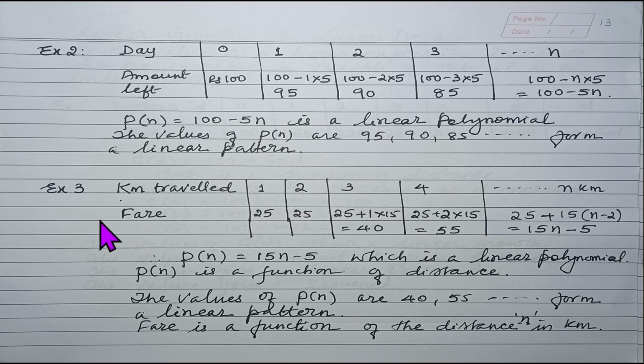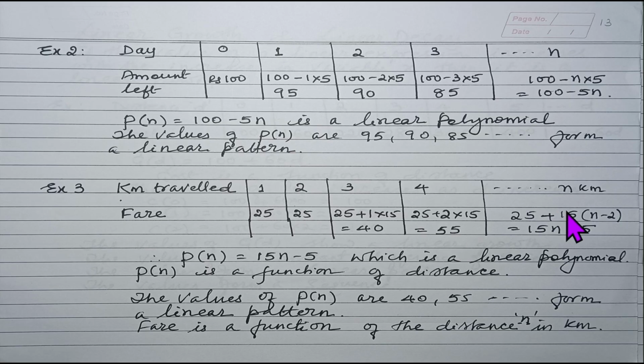Now let us take one more example, again the example discussed in the textbook. Kilometers traveled: 1 kilometer, 2 kilometers, 3 kilometers, 4 kilometers and so on. For the first 2 kilometers the amount is 25. That means for the first 2 kilometers there is no change in the fare, that is 25 only. But in the third kilometer you have to pay 15 extra. That means 25 plus 1 into 15 is 40. For the fourth kilometer, again 15 rupees extra, that is 25 plus 2 into 15, that is 55.